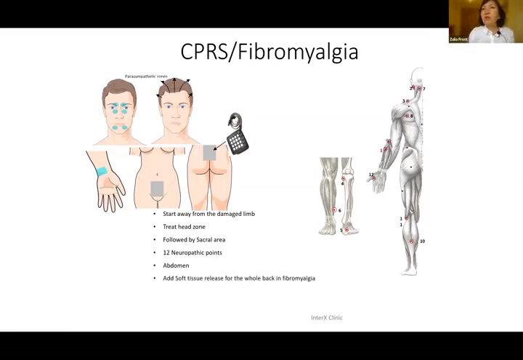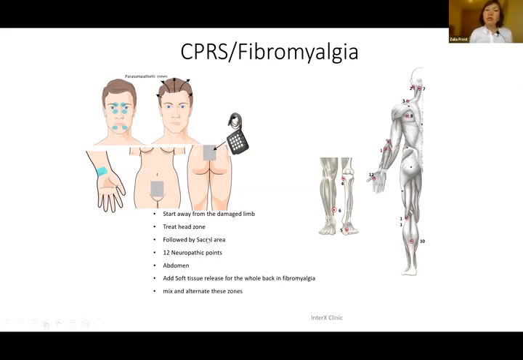If you feel that it's a problem with fascia, like fibromyalgia would be related to fascia, I would also use my soft tissue release electrode and do fascia release.